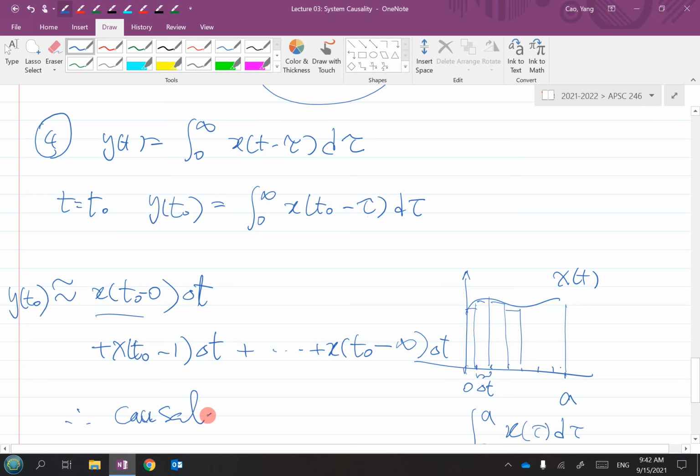So this is a little bit complicated question, but as you can see, when you break it down, you are essentially still applying exactly the same approach, which is the definition of the system causality. Very good.